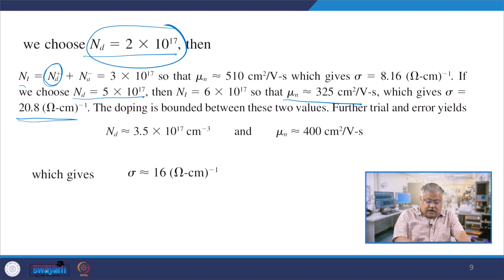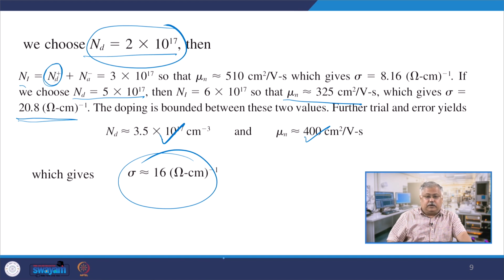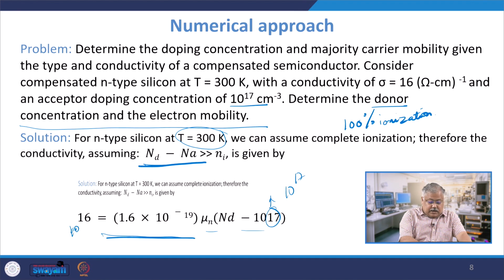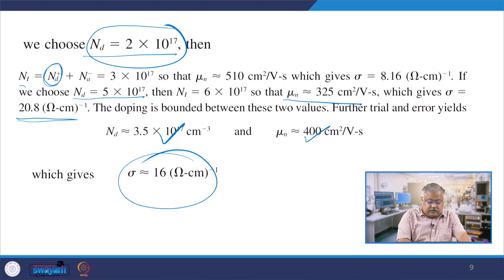If you take this quantity and this quantity, I will get a fresh value of sigma as 16. So we started with our initial value of 16 and we ended up with a value of 16, assuming that 100% ionization has taken place and the doping concentrations are exactly the same in both the cases, right.